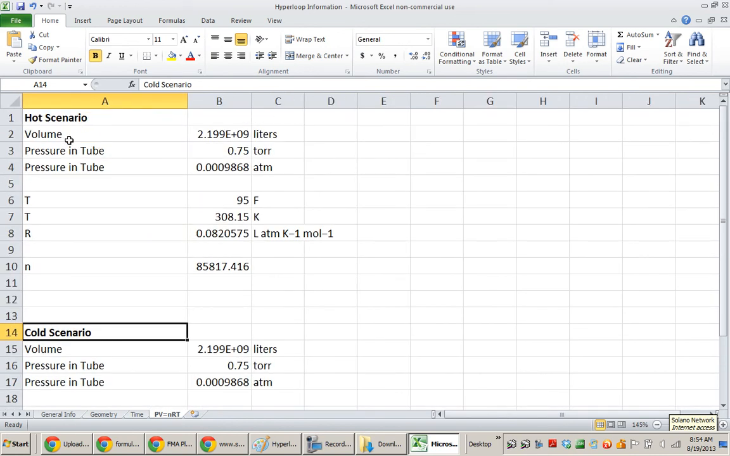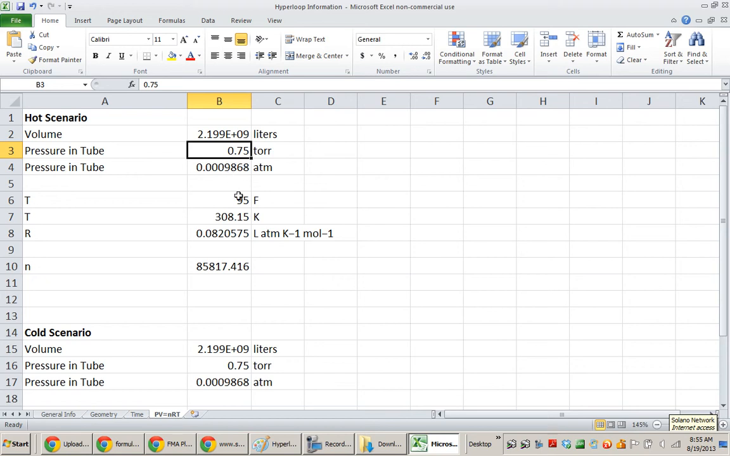And in the hot scenario, what I'm going to do is just reproduce the volume that we calculated in an earlier video. The pressure in the tube is 0.75 torr, as I mentioned before, and the pressure can be converted to atmospheres by just dividing by 760. So remember that 1 atmosphere is equal to 760 torr. So if I divide the pressure value in torr by 760, I'll get a pressure value in atmospheres.